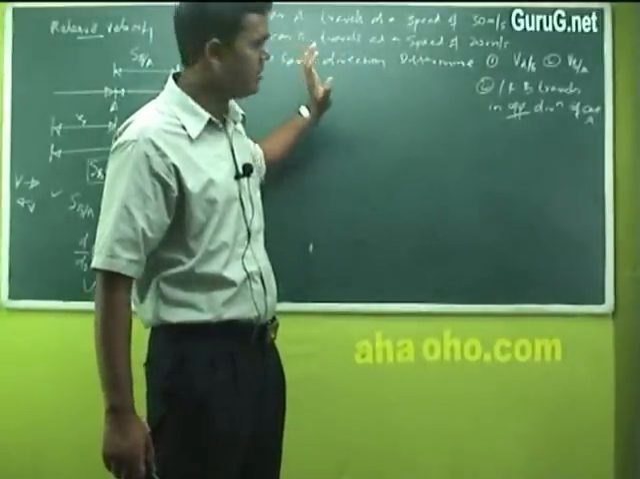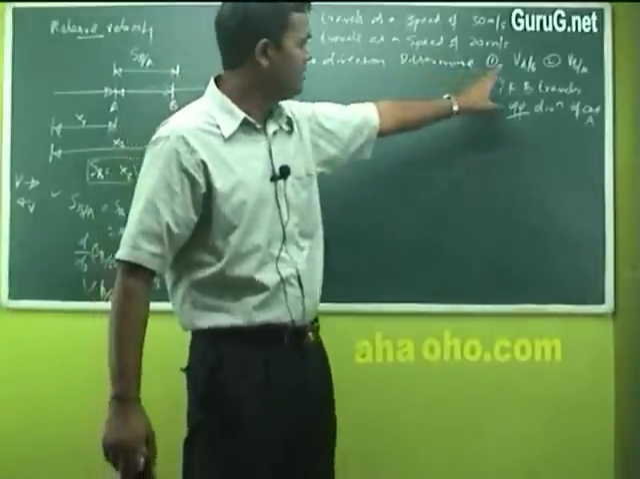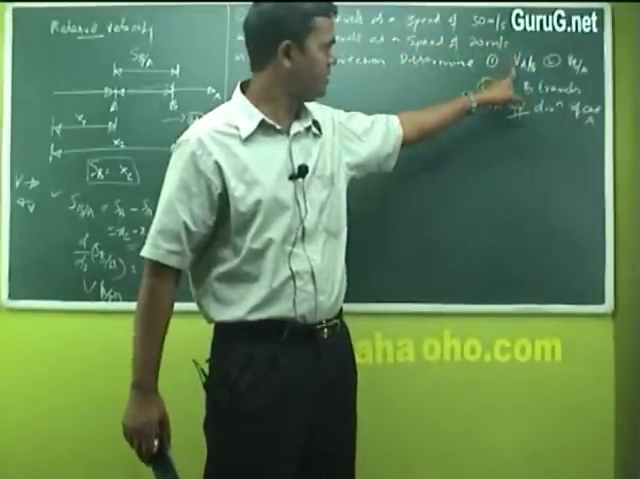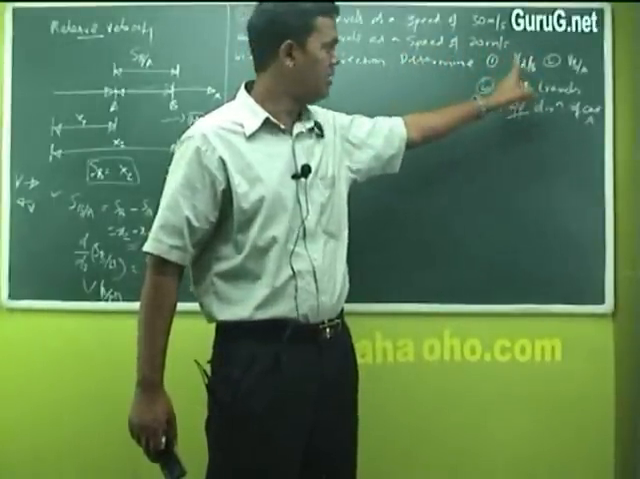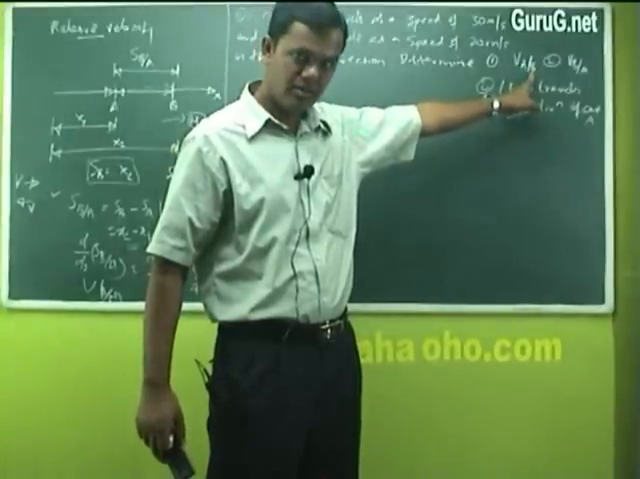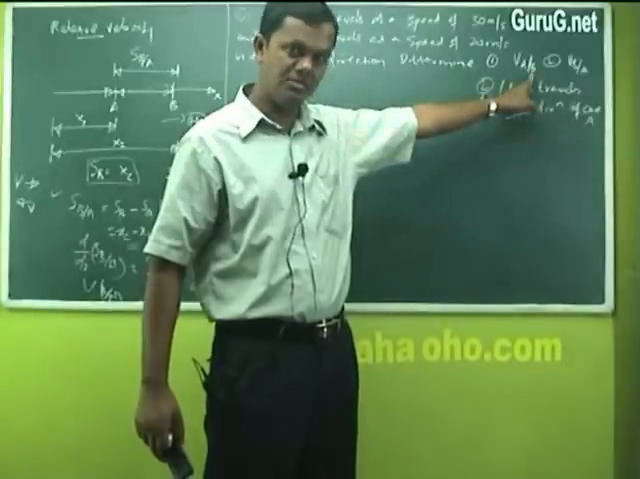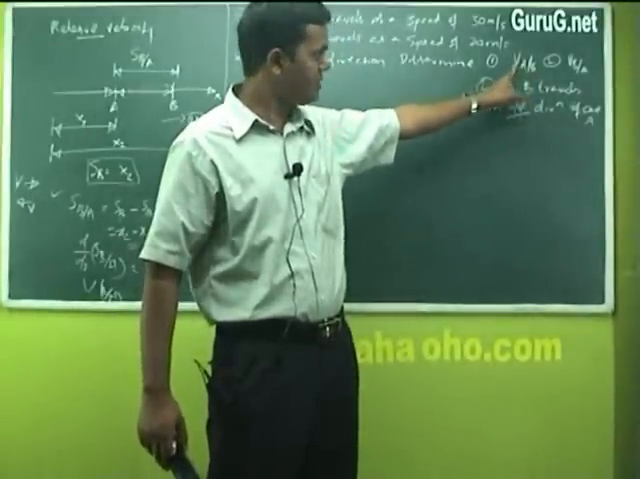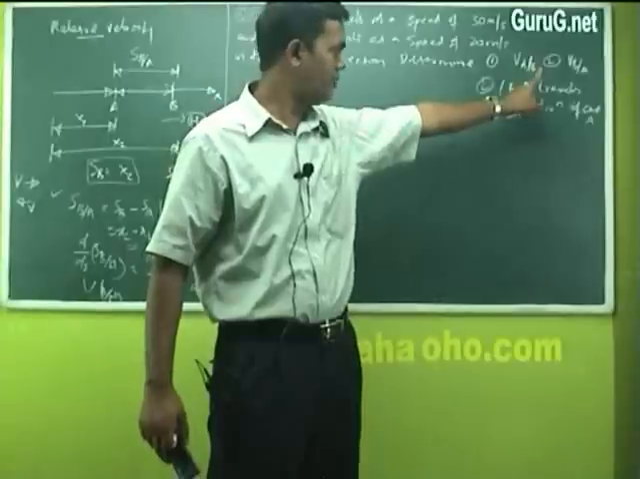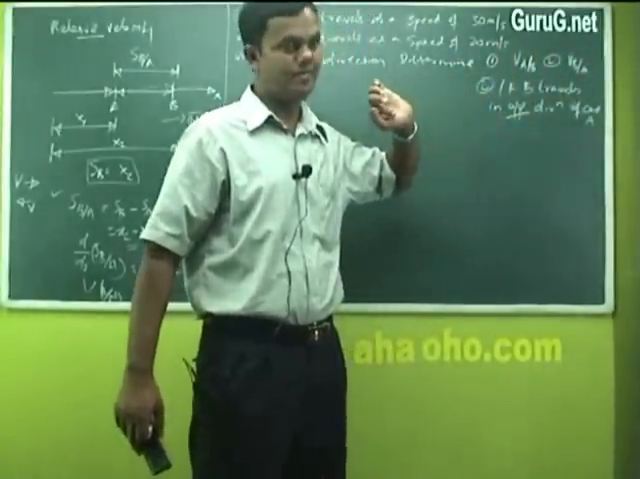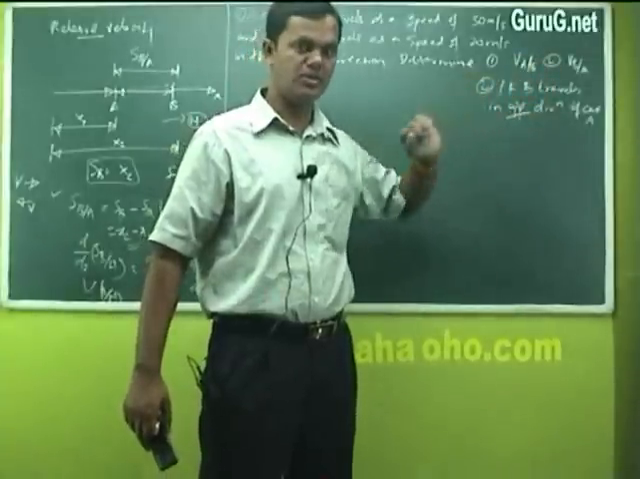So it's a horizontal motion. Determine, using the symbols I told, instead of writing in words, the velocity of body A with respect to B. Two bodies are moving in the same direction, car A and car B. You have to find out the velocity of car A relative to car B and the velocity of car B relative to car A. These two things you have to find out.